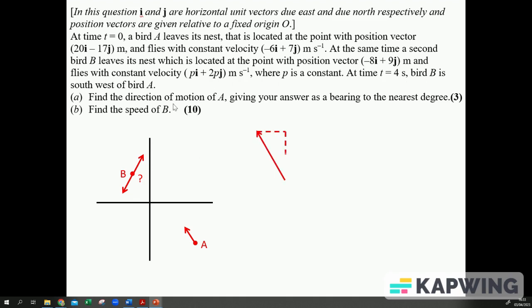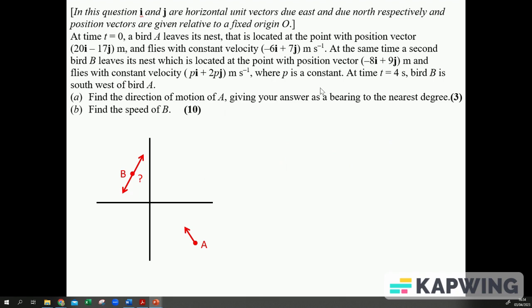So first of all, we're going to find the direction of motion of A. If I draw a little diagram for A, it's 6 and 7 here. So minus 6i plus 7j. I want the bearing though, so it's that angle I want. So I'm just going to do 360 take away that angle, and that angle is tan to the minus 1 of 6 over 7. Get the calculator out, get 319 degrees.